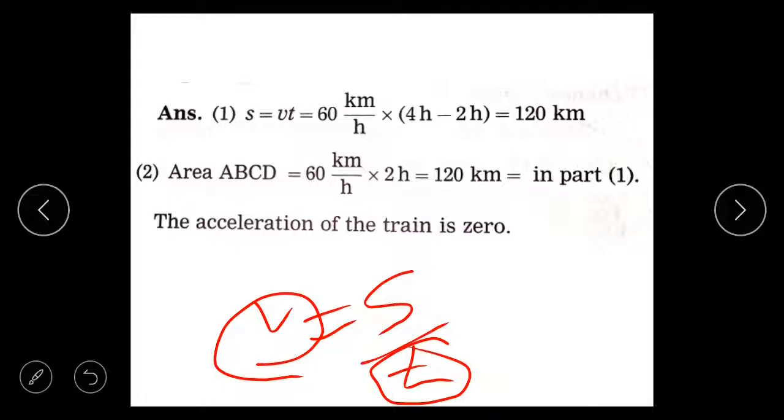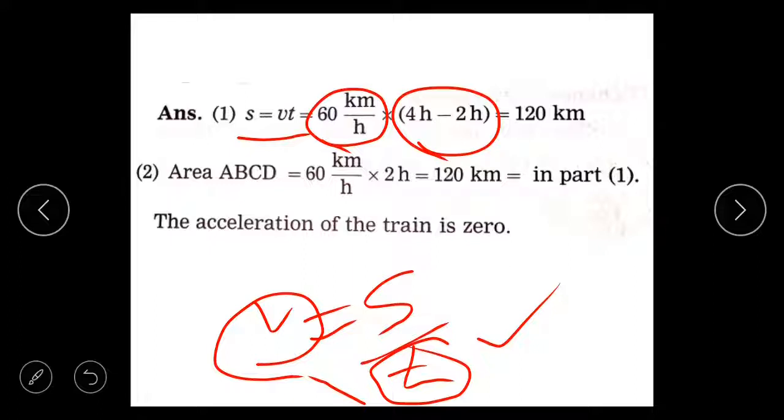So if we rearrange the formula, the t on the right hand side is in division, and when it goes to the left hand side, it will go into multiplication. So s is equal to v into t. This will be the formula where s is the displacement or distance, v is the velocity, t is the time taken. So velocity is 60 km/h, as we know that. What is the time taken? It is 4 hours minus 2 hours, that is 2 hours. So if you calculate that, we will find the displacement or distance covered will be 120 kilometers in 2 hours.